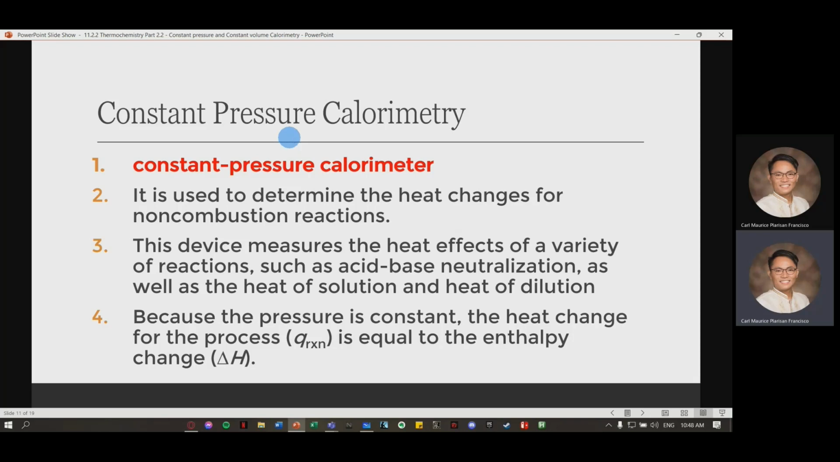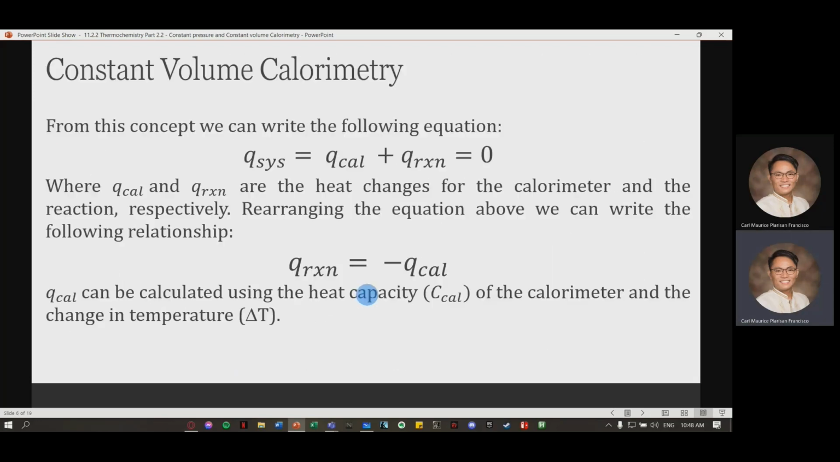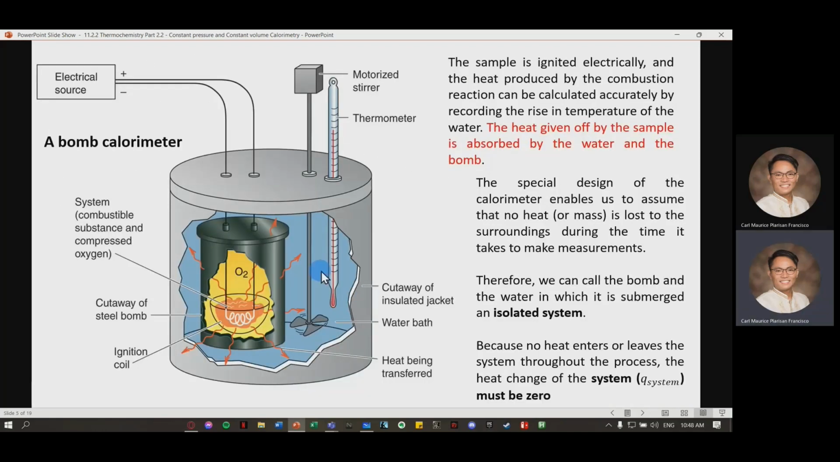constant pressure calorimeter calculation or system ang ating gagamitin. This device measures the heat effects of a variety of reactions such as acid-base neutralization, as well as heat of solution and heat of dilution. So ibig sabihin po, kung ang reaction ng sample problem ay neutralization, heat of solution, heat of dilution, constant pressure calorimeter ang gagamitin na calculation o equation. Okay? Kasi pang non-combustion ito. So neutralization, dilution, solution. Itong isa, itong constant volume calorimeter, pang combustion yan.